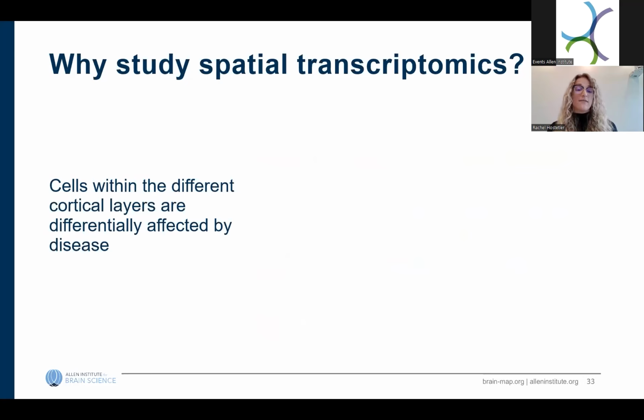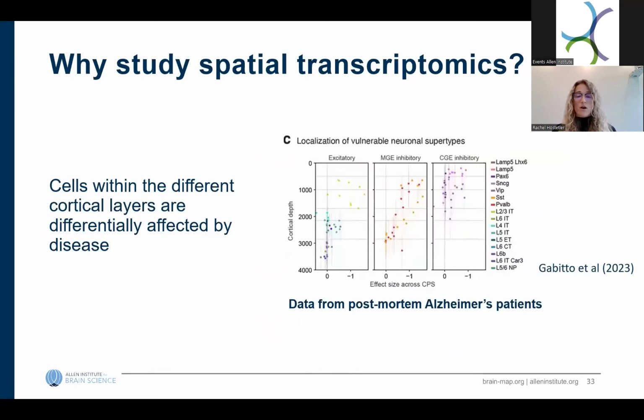We also know that not every cell in the neocortex is affected similarly by disease. So if we go back to our postmortem data from our Alzheimer's patients, it turns out that different types of cells in different layers of the cortex are affected differentially in disease. What we've seen in our data so far is that cells in the superficial layers, so in layers 2, 3, are more affected compared to cells in the infragranular layers. So again, if you were just to study the neocortex as one area, you would miss that specificity within the different layers and how they're affected by disease.